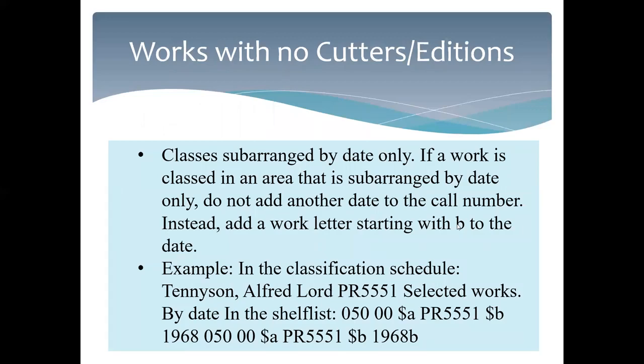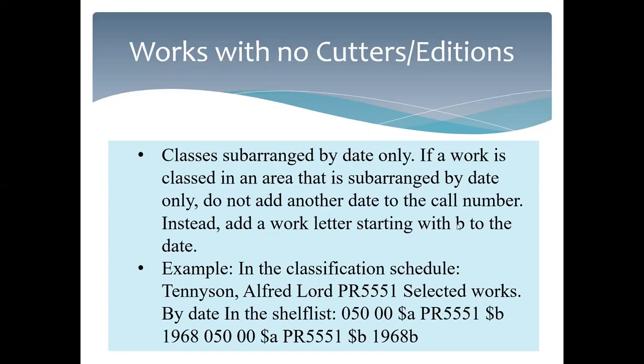So there are also some other exceptions. There are classes that are subarranged by date only. These are kind of strange little places within the classification schedule, and they are usually going to be things like selected works or collections or something like that. There'll be something that's kind of broad. So if you're looking at it and it says classes subarranged by date only, that means you don't do anything else, you don't cutter, you don't do anything. It tells you date only.